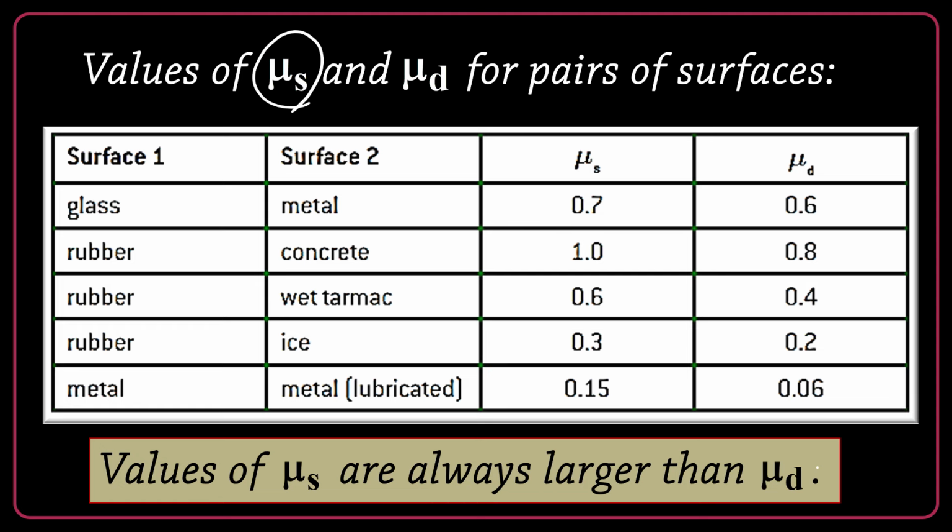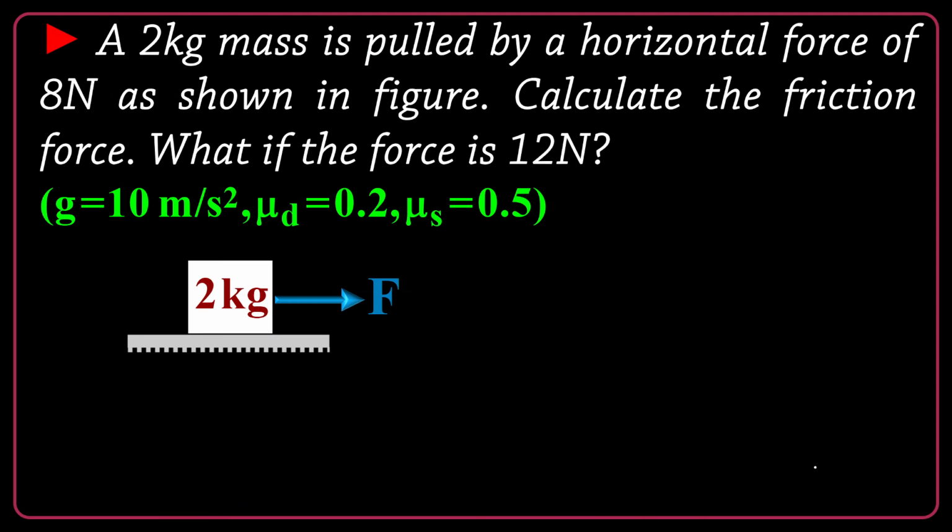Okay, let's start a question. A 2 kilogram mass is pulled by a horizontal force of 8. Look, this is a box of 2 kilogram mass, and it's pulled by a force of F. F is 8 here, okay, as shown in the figure. Calculate the friction force. When they say friction force, the question did not specify which type of friction it is. It could be static friction, could be dynamic friction.